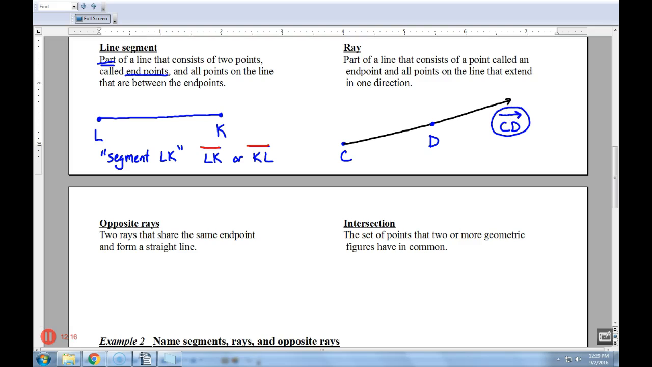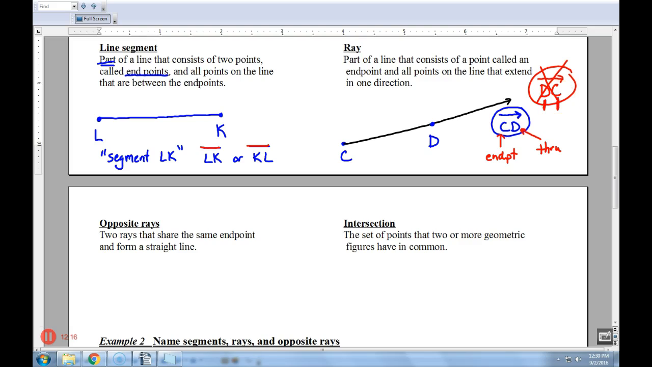And it's always got to be written in a specific way. This first letter right here has to be the endpoint. I'll just put ENDPT for short. And then the second letter that's below the arrow is the point that it goes through. So it would be incorrect on a quiz or on a test if I said, hey, name this figure here, and you called it DC. That would be wrong, because D is not the endpoint and C is not the point that it goes through.